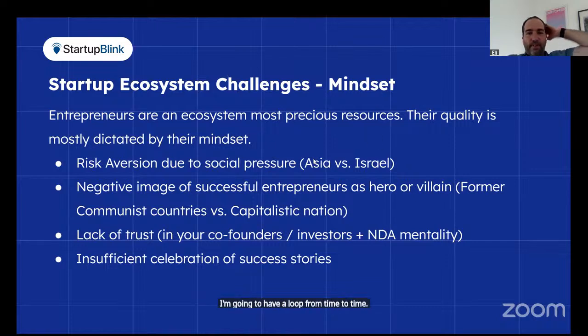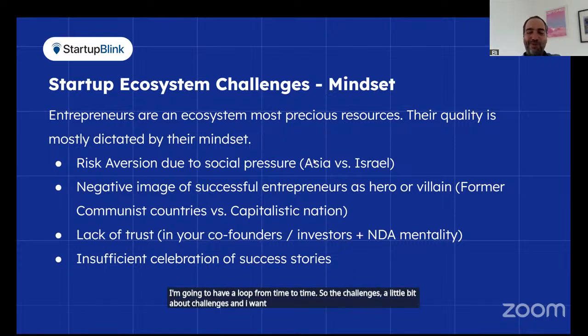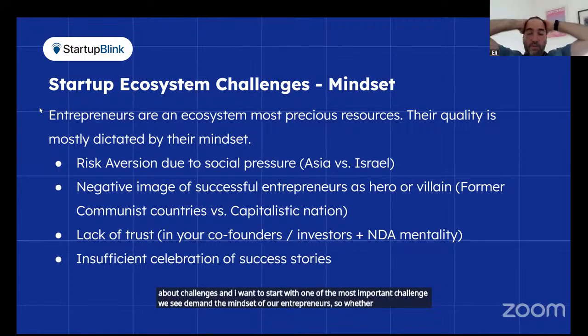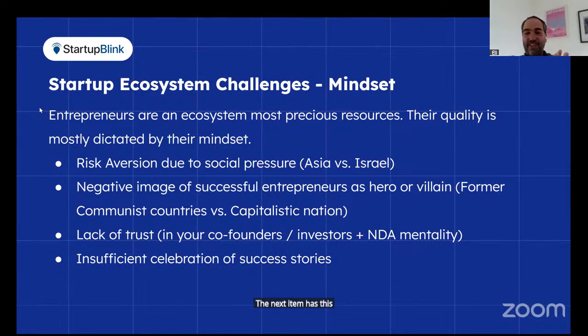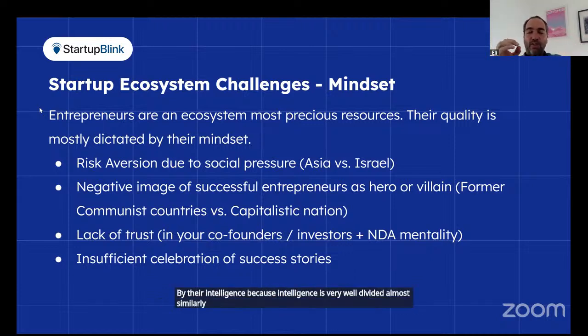So the challenges, a little bit about startup ecosystem challenges, and I want to start with one of the most important challenges, which is the mindset of our entrepreneurs. So basically, it's very clear that the most important asset an ecosystem has is its entrepreneurs. Okay? That's the most precious resource. Their quality is not dictated necessarily by their education, by their status, by their intelligence, because intelligence is divided almost equally. Their quality is mostly dictated by their mindset.